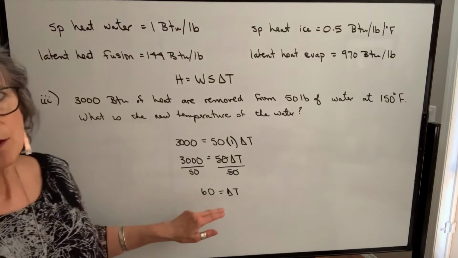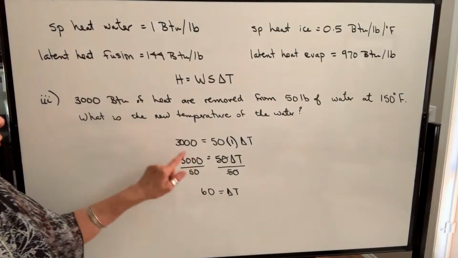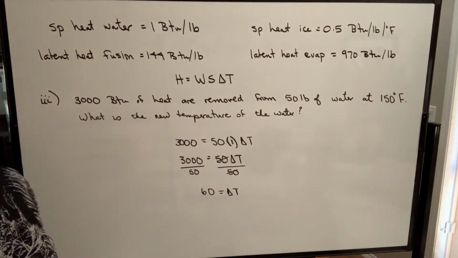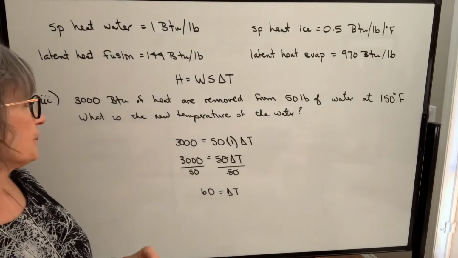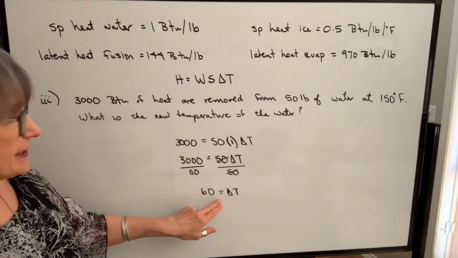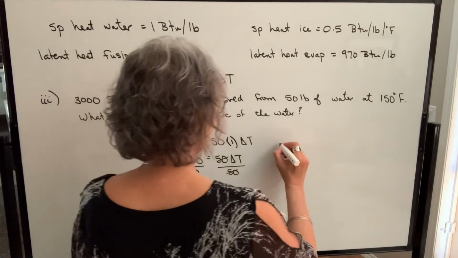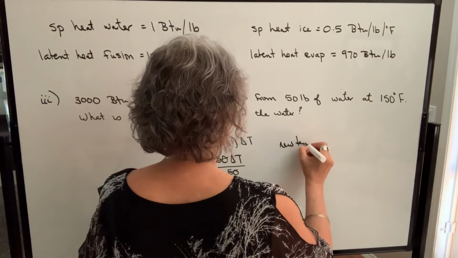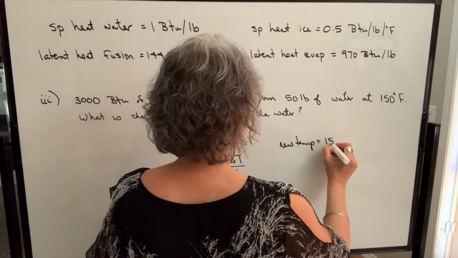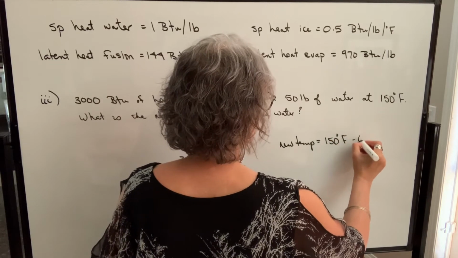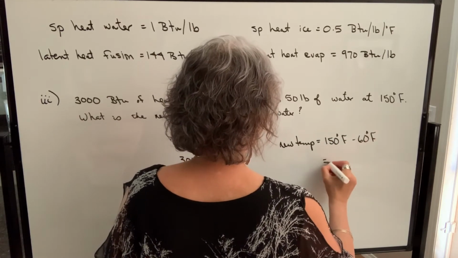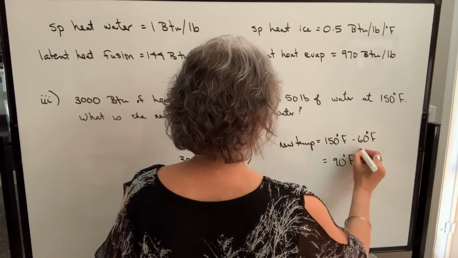Now that's not the temperature, that's the temperature difference. We want to know the new temperature of the water, so we know that it's going to decrease by 60 degrees. So the new temperature will be equal to 150 degrees Fahrenheit minus 60 degrees Fahrenheit, which is 90 degrees Fahrenheit.